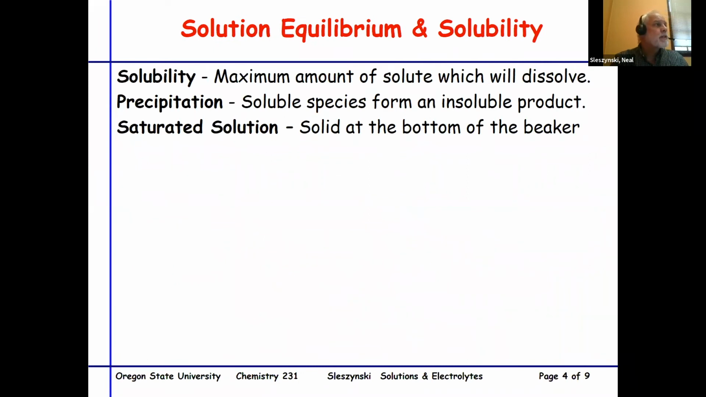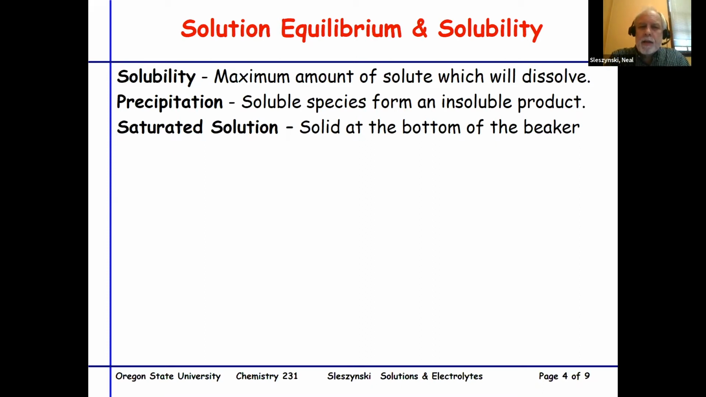Okay, when we talk about solution equilibrium and solubility, we use some standard terms. What's the solubility of a material? It's the maximum amount of solute which will dissolve in your solvent. That's almost always temperature dependent, unless otherwise stated. We're talking about room temperature, 25 degrees centigrade. Precipitation, we have soluble species that meet up in a solution and form an insoluble product, and then drop out as a solid in the bottom of our beaker.